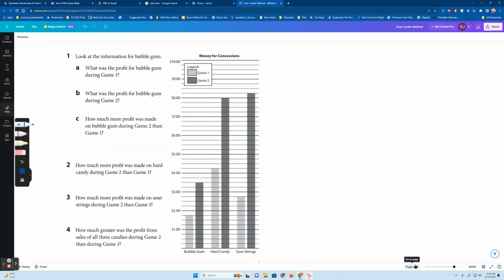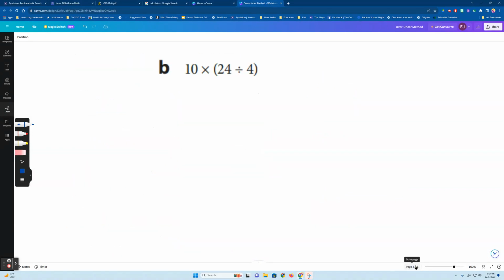Okay. Oh, I got the same thing. I was able to do all these on the same page. Okay. Next, we have Please Excuse My Dear Aunt Sally. So you've got to do the parentheses first. This is good review. Great review. 24 divided by 4 is, I said it, 6. Now I can bring down the 10 times 6 equals 60.